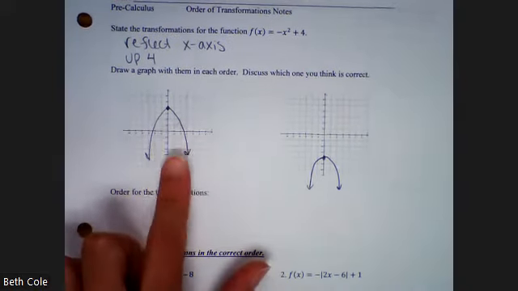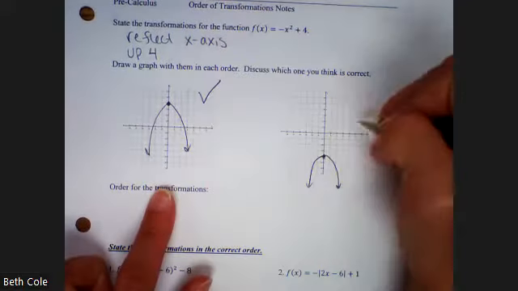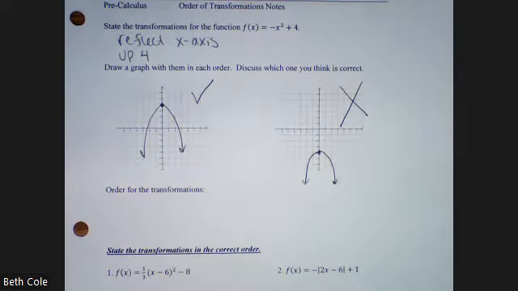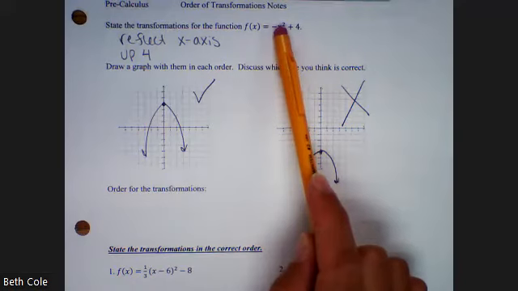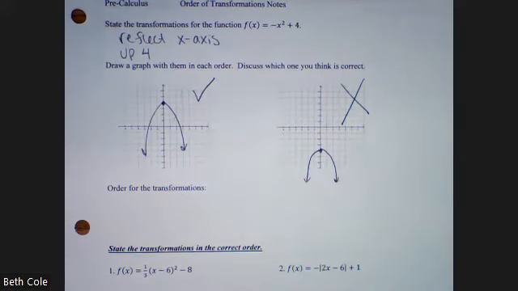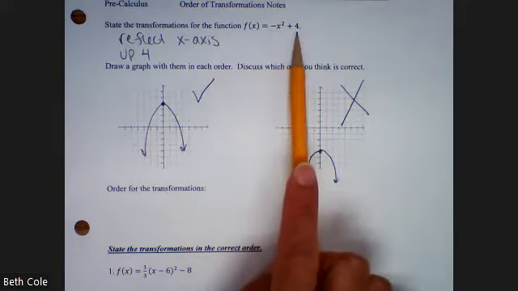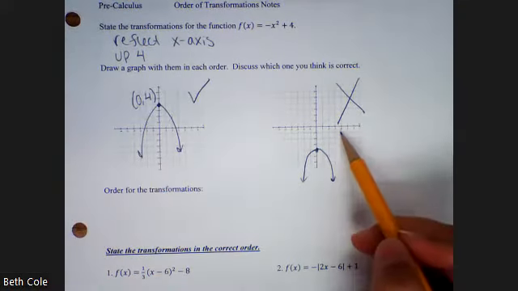Does anyone think this one's right? Okay, well, you are correct. This one is correct. This one is incorrect. You have to reflect first and then shift. Here's how you can check: check that center point. Let's plug in 0. 0 squared means 0 times 0, so that's just 0. You can't negative a 0, so it's 0 plus 4, which is 4. So you should end up with the point (0, 4). This one is (0, negative 4), so that's why it's wrong.